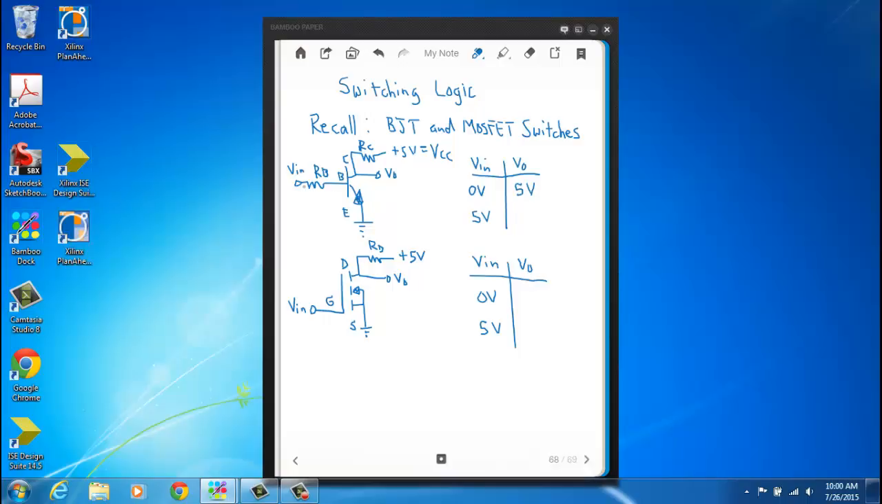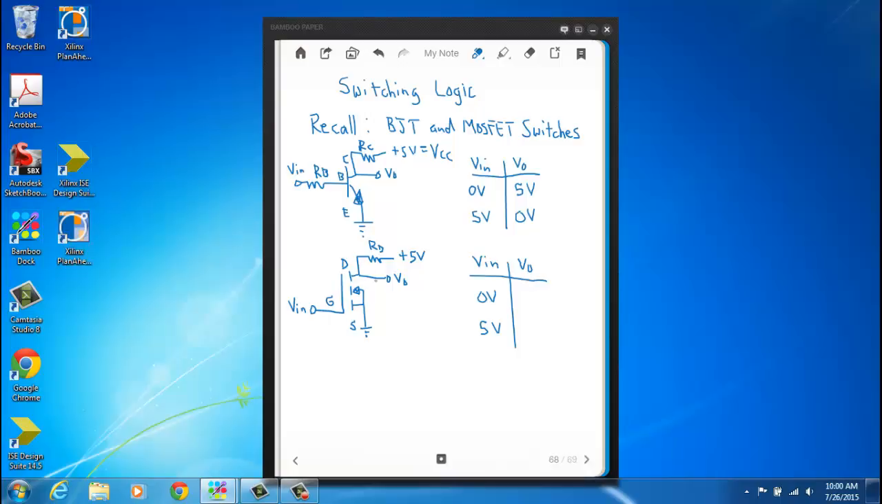Now when Vin is 5 volts, that's going to forward bias this base to emitter diode, and the collector to emitter is going to ideally act like a short, and current will flow through RC, and all of this 5 volts will be dropped across RC, because once the collector to emitter acts as a short, that connects this node Vout right to ground and makes it 0 volts. Okay, so you see that's our Vin and Vout table for the BJT switch.